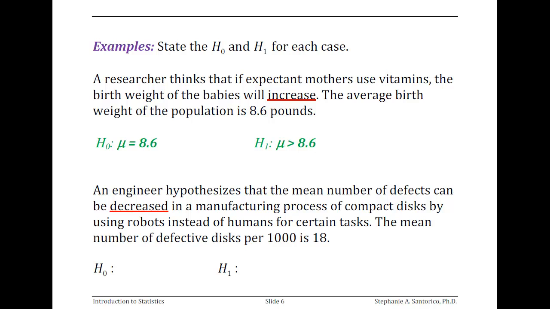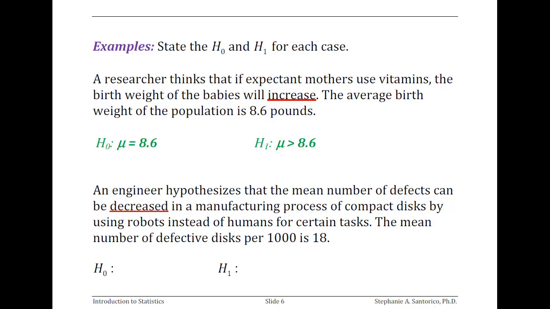All right, so if you went about that, and I already underlined a keyword in there. Okay, so let's read through it. So the engineer hypothesized that the mean number of defects can be decreased in a manufacturing process of compact discs by using robots instead of humans for certain tasks. The mean number of defective discs per 1,000 is 18. Right, so we're using 1,000 as our unit.